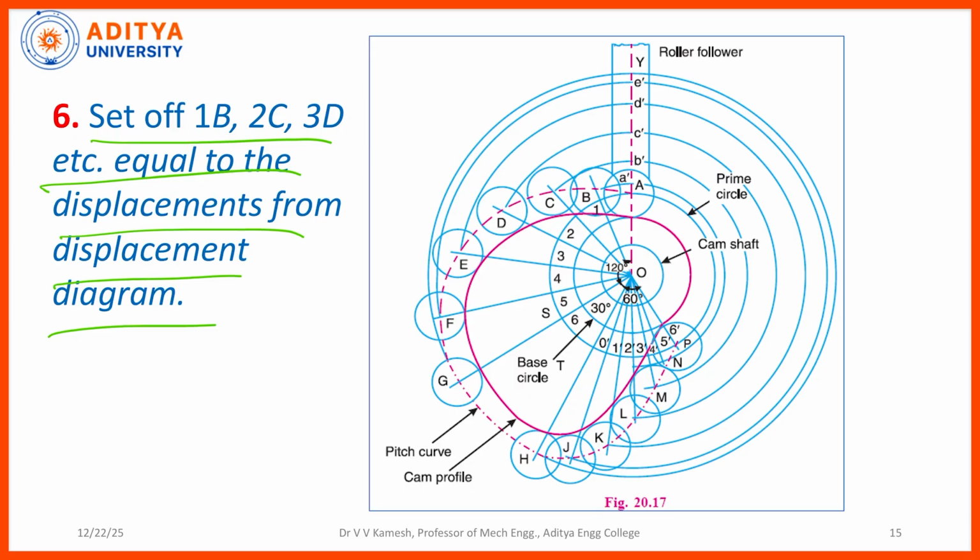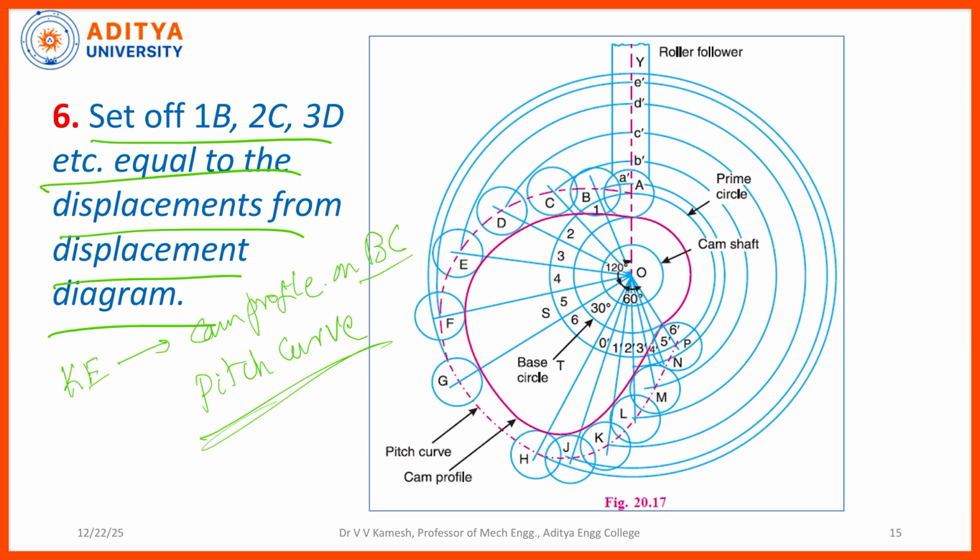That curve we are calling by the name pitch curve, right? Remember one thing, if it is the knife edge, we are directly getting the cam profile on the base circle. If it is the roller follower, what we will get? We will get the pitch curve. From the pitch curve, we need to get the cam profile on the base circle. Okay. So, pitch curve is the intermediate one.